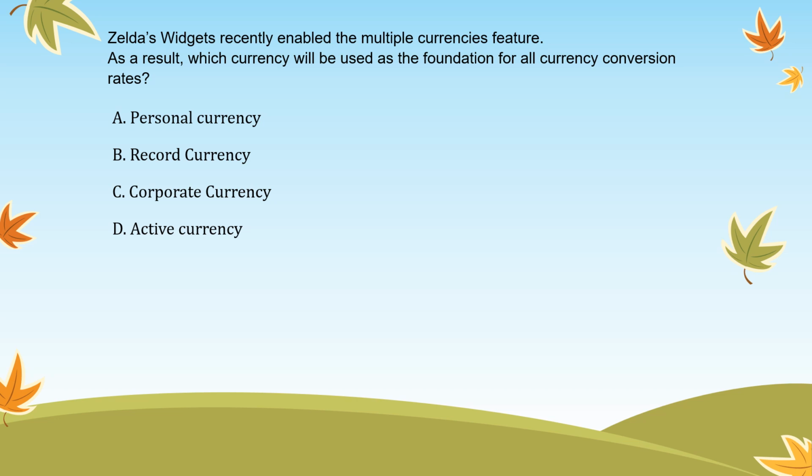Okay, so here's the thing. Once you set the corporate currency, that is the one where everything will be related to. No matter if you change your record or your personal currency, it's always the corporate currency that is going to be the leader and everything else will be the follower.